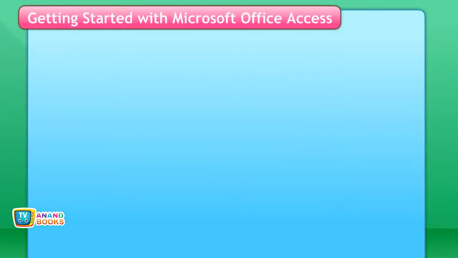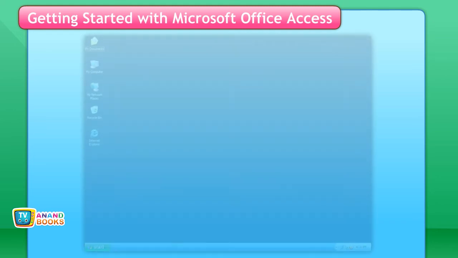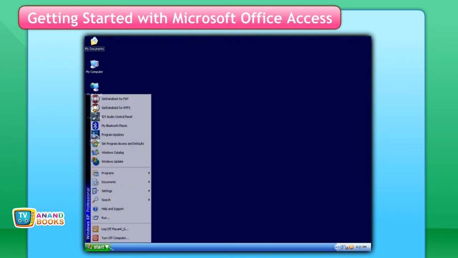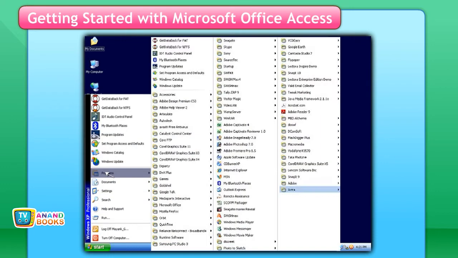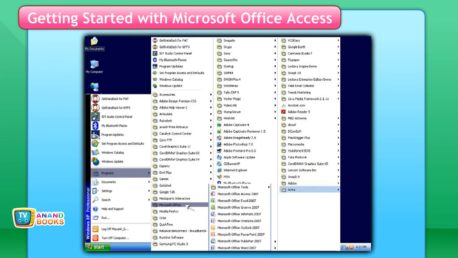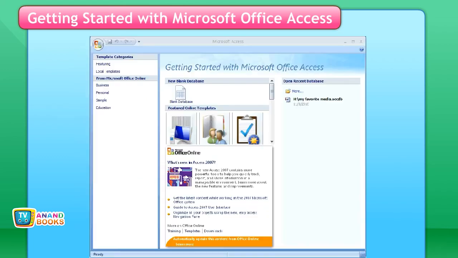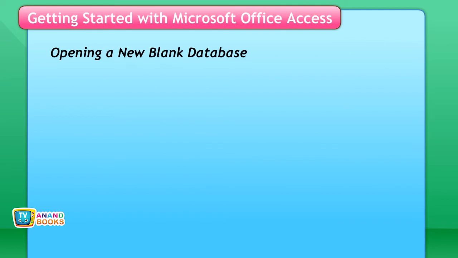Getting started with Microsoft Office Access. Click on the Start button, All Programs, Microsoft Office, Microsoft Office Access 2007. The Getting Started with Microsoft Office Access screen will appear. Opening a new blank database.